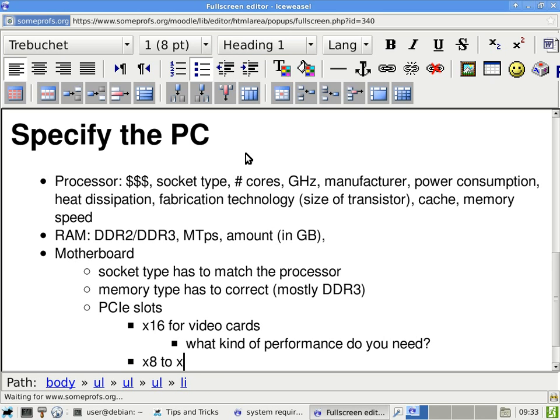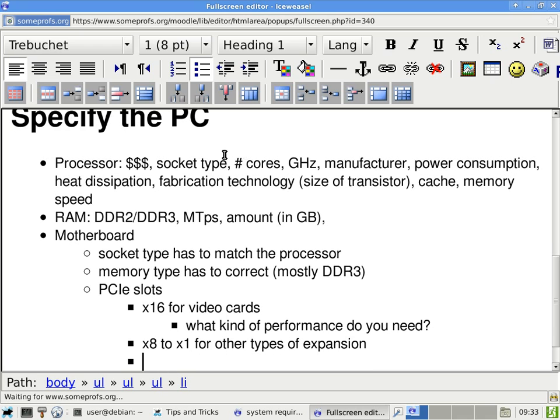X8 to X1 for other types of expansion. In other words, if the built-in devices or the chipset that you have on the motherboard does not give you everything that you need, you can use, mostly times 8 all the way down to times 1, 8-lane versus 1-lane PCI Express slots to expand your system.